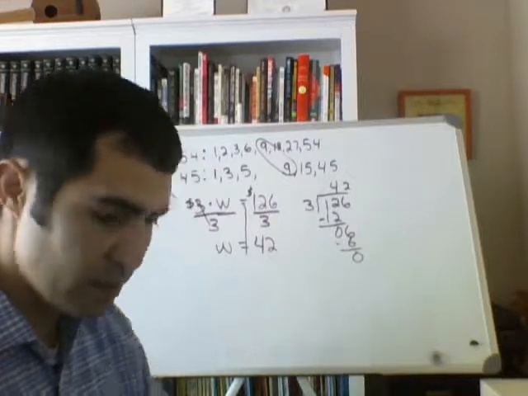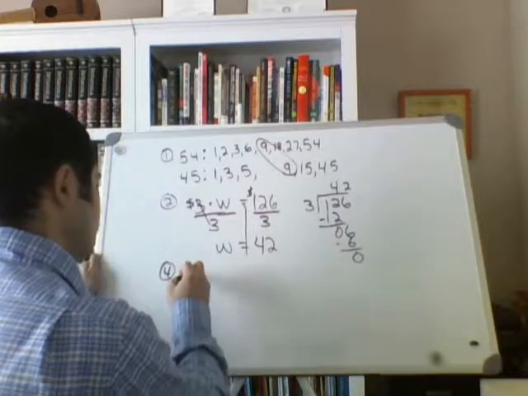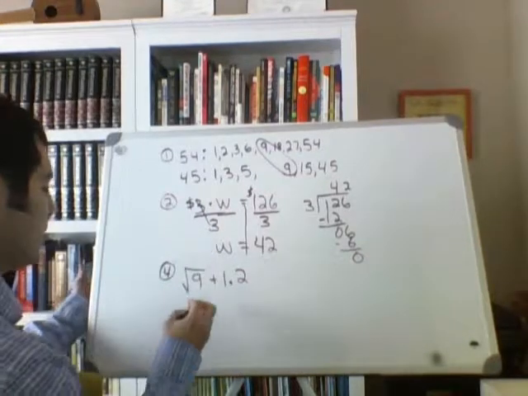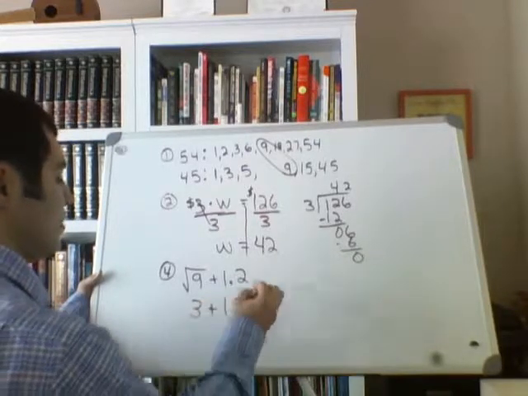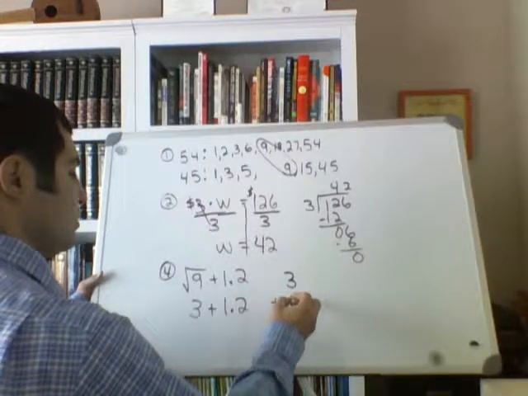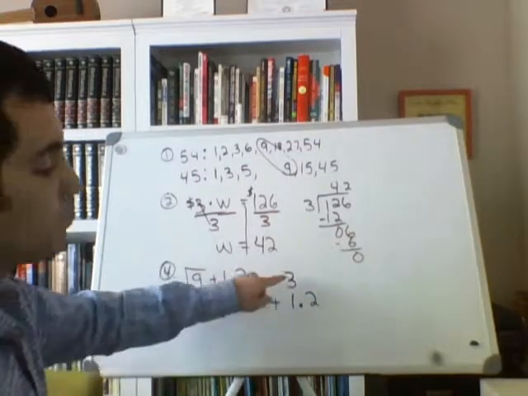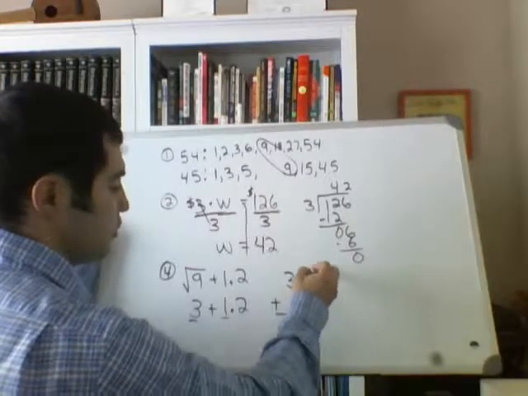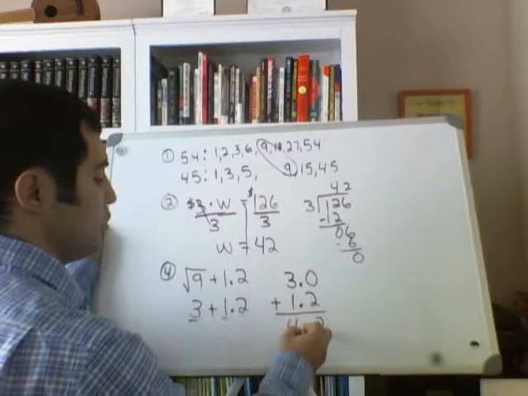42 weeks. I want to do number 4. Number 4 is square root of 9 plus 1.2. Alright, we know the square root of 9 is 3, so write that directly below, plus 1.2. And then we're going to add those two. So do that to the side. 3 plus 1.2. Notice the 1 is in the one spot. The 3 is also in the one spot. So those two need to be lined up. So bring your decimal straight up. Decimals should always be lined up. Now you can add them. 0 plus 2 is 2. This is going to be 4.2.